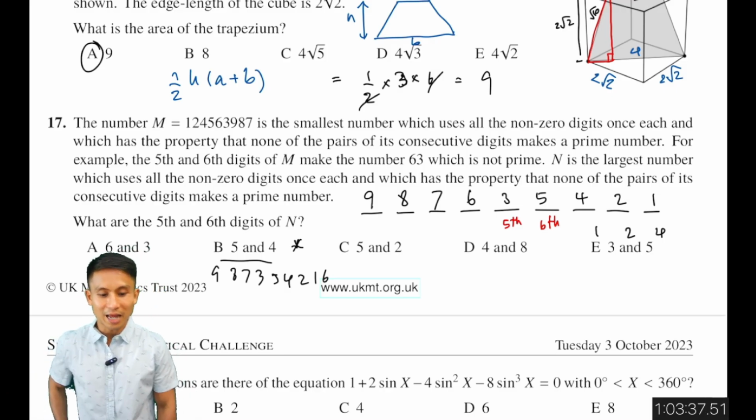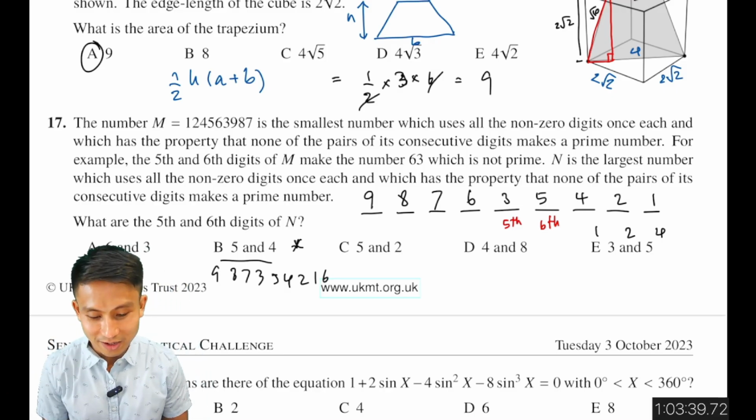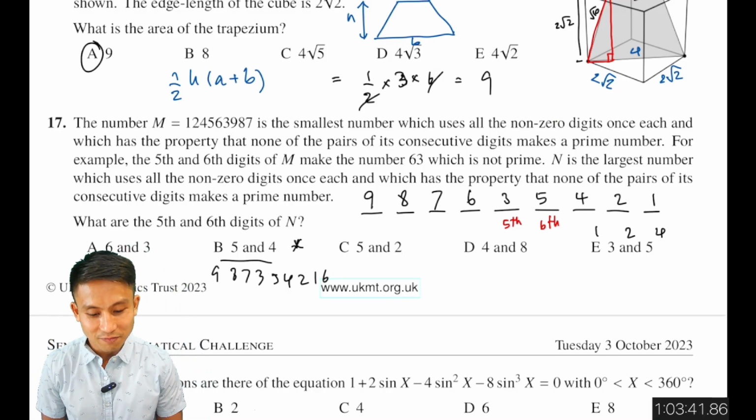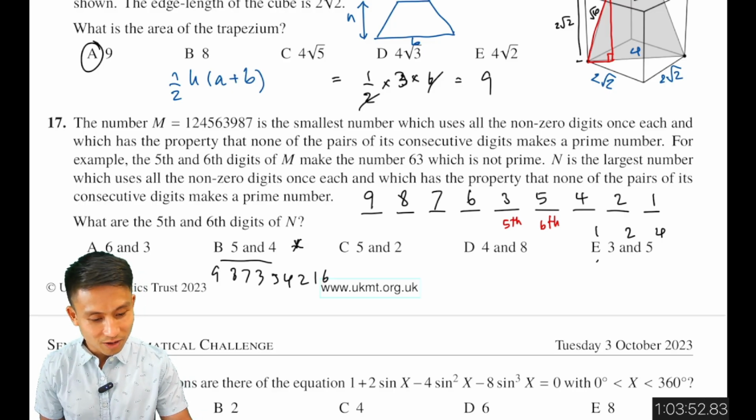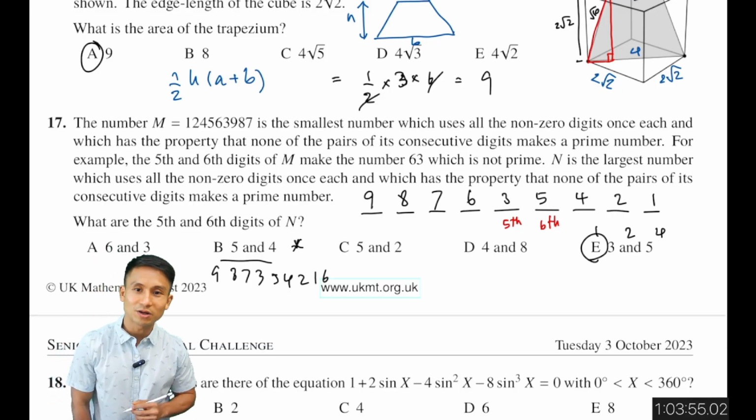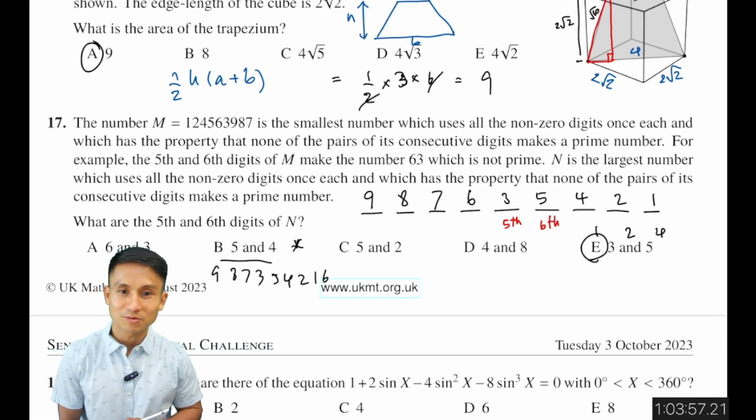Oh, that works. And that's larger than option B that I found, right? Because option B, the 4th digit is 3, but this one, now the fourth digit is larger, so we should go with this one, which is 3 and 5, option E. I'm gonna go with that because it feels like that's the maximum I can do.